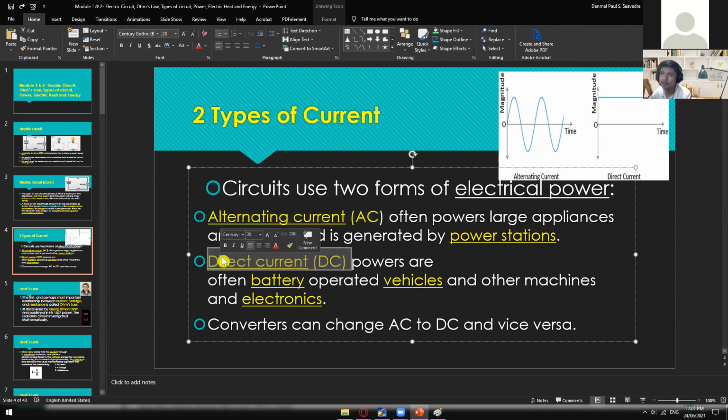Though in your laboratory, I also made some laboratories wherein you need to use AC, or alternating current. It's just a way of making the DC into AC. As simple as that.